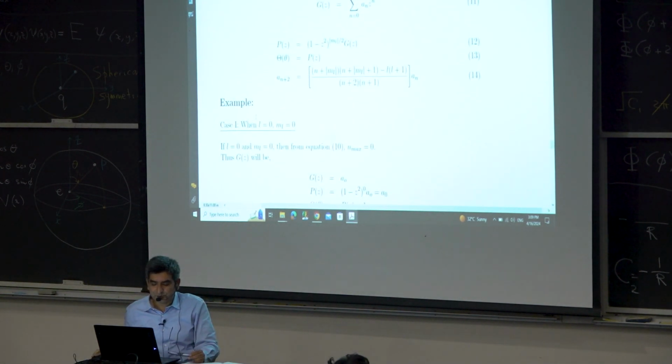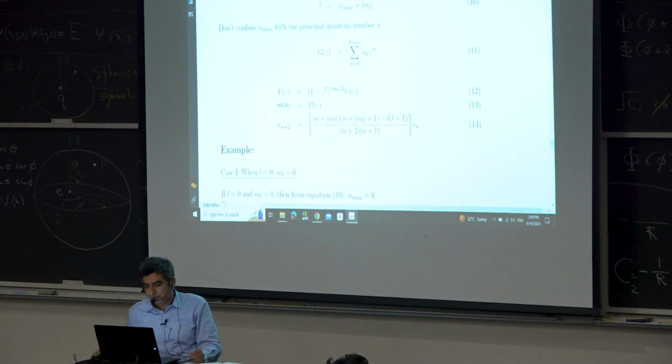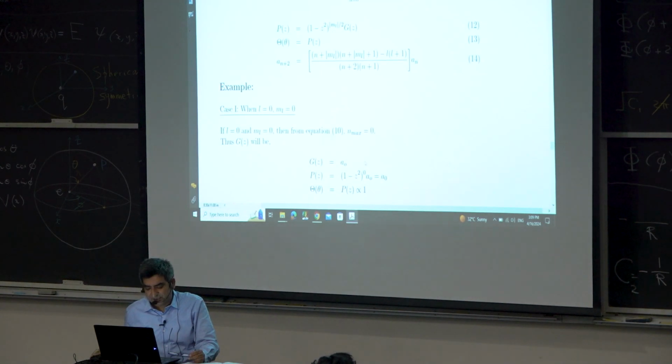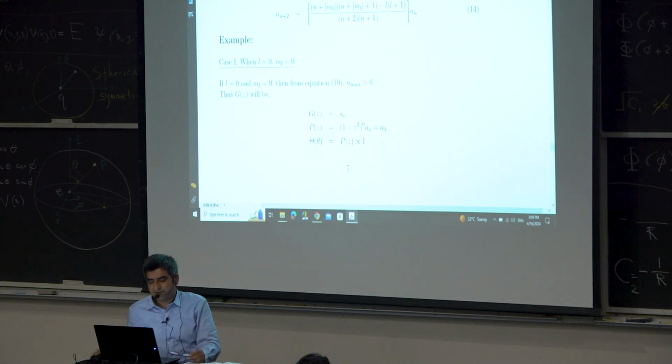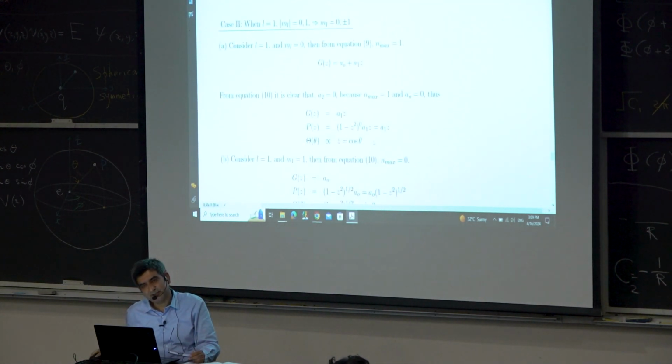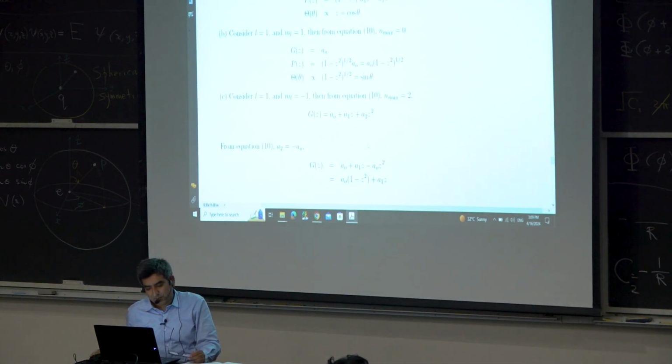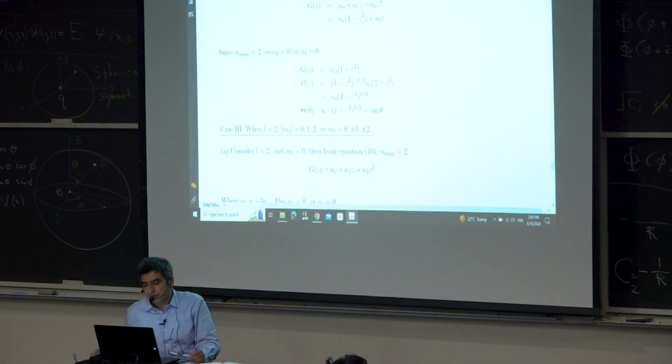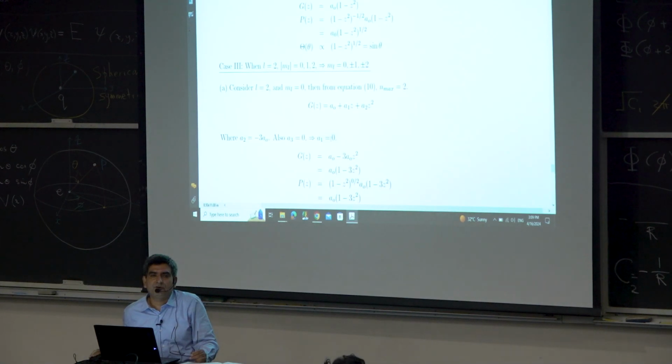When L equals 0, my ML must be 0 because of equation number 10, and then I can find my GZ, I can find my P's, I can find my theta, which turns out to be independent of theta. When my L equals 1, this is what my theta looks like. And so on and so forth. So these are all the solutions for the polar part.